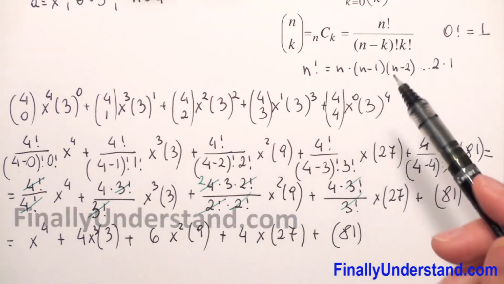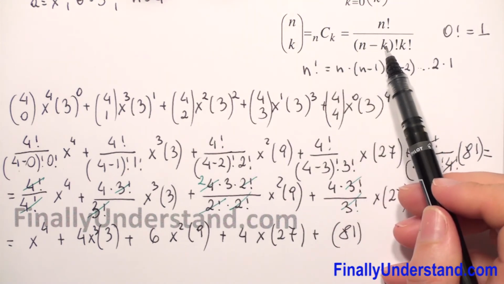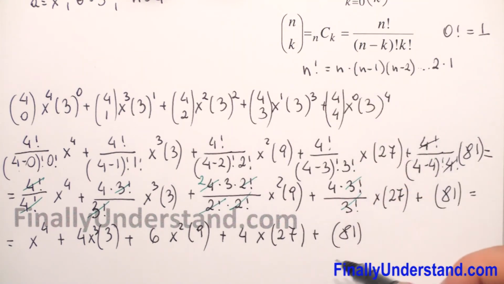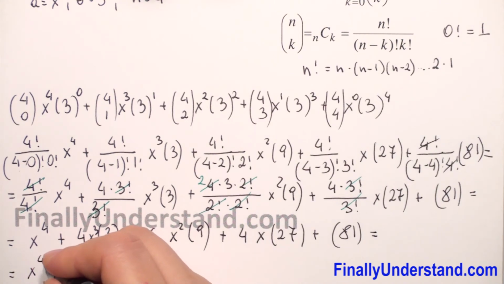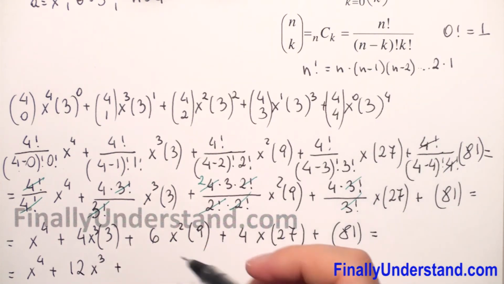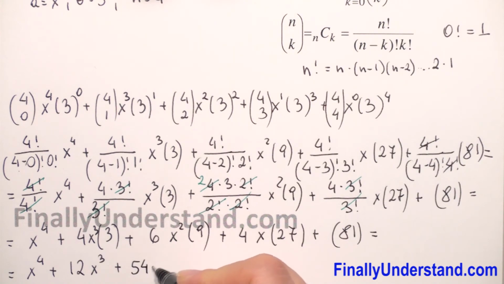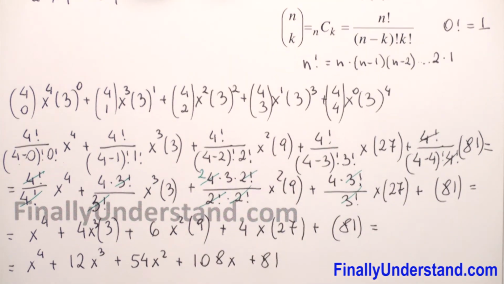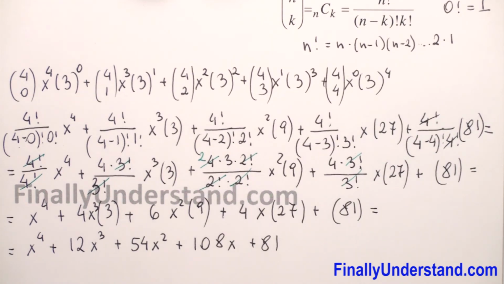So you can calculate this coefficient using this combination, or you can use a calculator. So this is equal, we have x to 4th power plus 4 times 3 is 12x cubed plus 6 times 9 is 54x squared. 4 times 27 is 108x, and we have plus 81. So this is my solution.